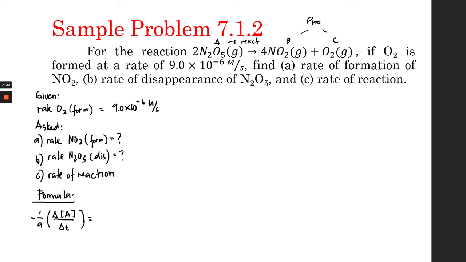And that should be equal to 1 over B, times the change in its molar concentration divided by delta T. This is positive because it's forming, not a reactant. And that should be equal to 1 over C, times the change in the molar concentration of C over a period of time. Okay, so let's go for the solution.